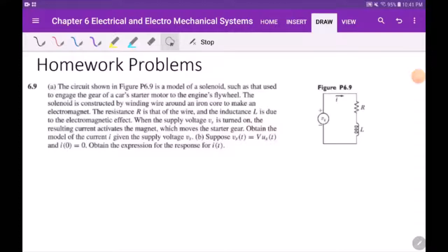And this is your first homework problem, it's 6.9 from your textbook. It says the circuit shown in the figure is a model of a solenoid. You can read about this.